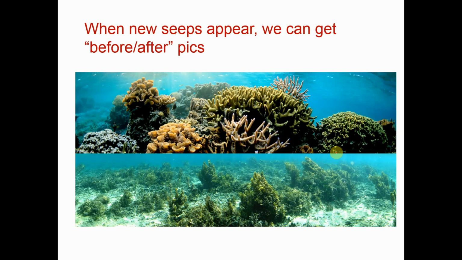In addition to going towards seeps and away from seeps, these CO2 seeps don't remain in the same place the whole time. New seeps appear, and we can actually document the appearance of new CO2 seeps in the water. When new seeps appear, we can actually get before-after pictures, which you see here. So this is the same location. Here's what this particular stretch of reef looked like before a CO2 seep appeared. Here's what it looked like afterwards. And we can see we've got this dramatic change from a coral-dominated ecosystem to one that's dominated by turf algae.